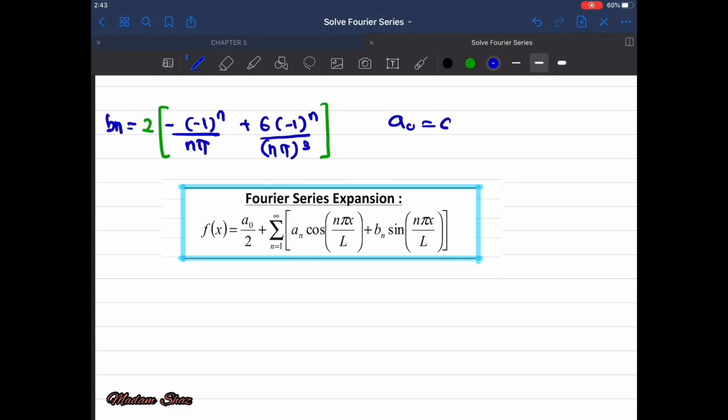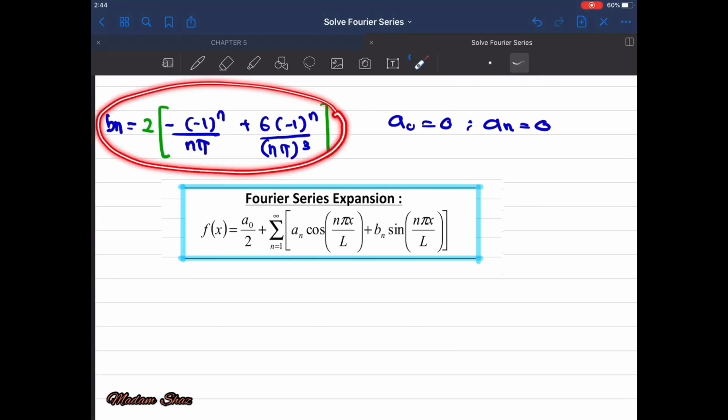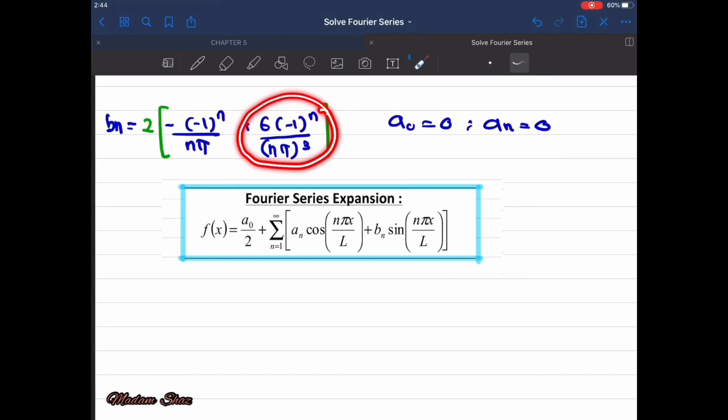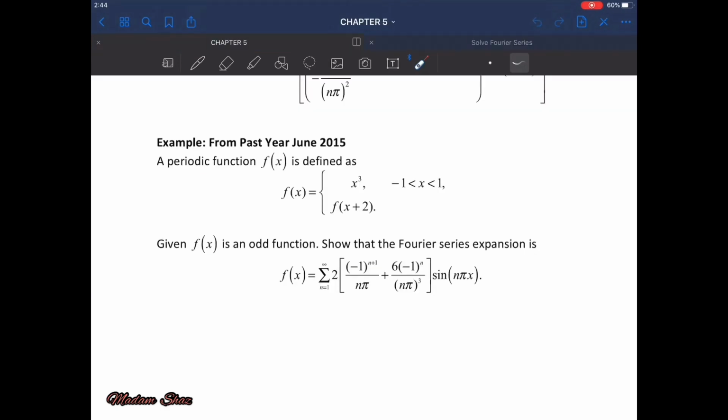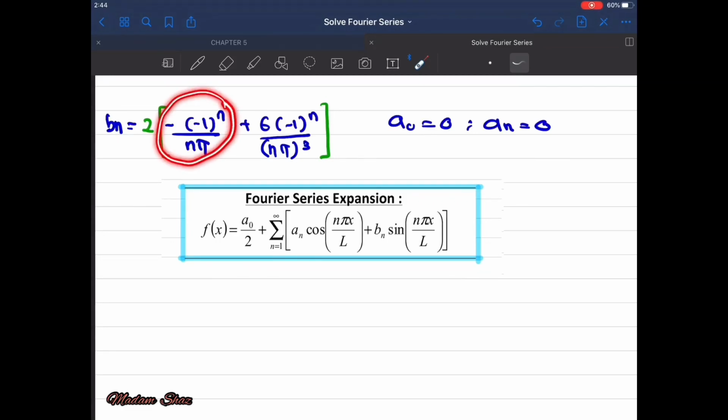So our A0 is equal to 0, An is equal to 0, and Bn is equal to 2 multiply negative 1 the power of n divided with n pi plus 6 multiply negative 1 the power of n divided with n pi the power of 3. So if you refer back to the final answer, the question asks you to show that the Fourier series expansion in terms of n plus 1. So we have to change the position of negative 1 the power of n in terms of n plus 1. So this one we need to simplify.